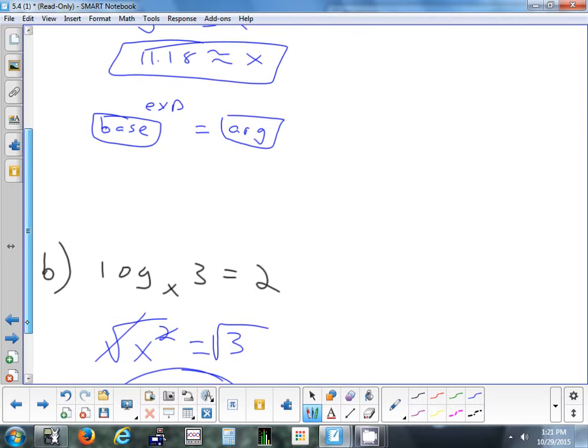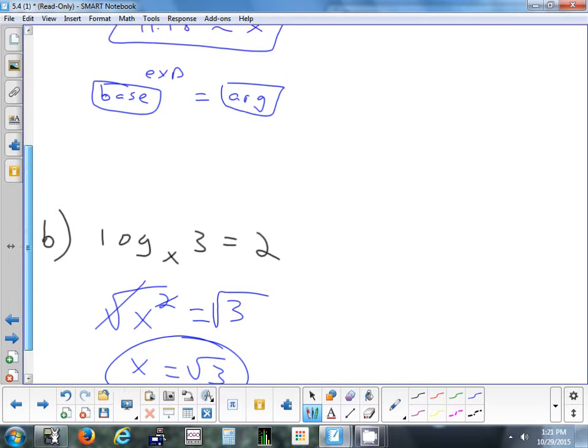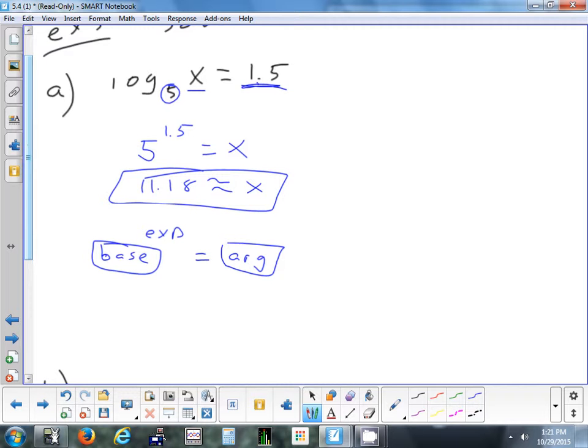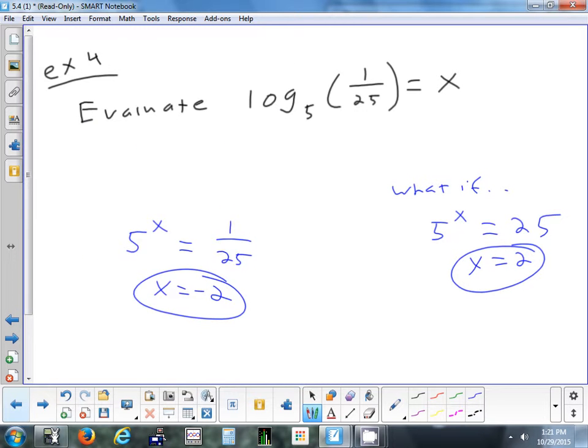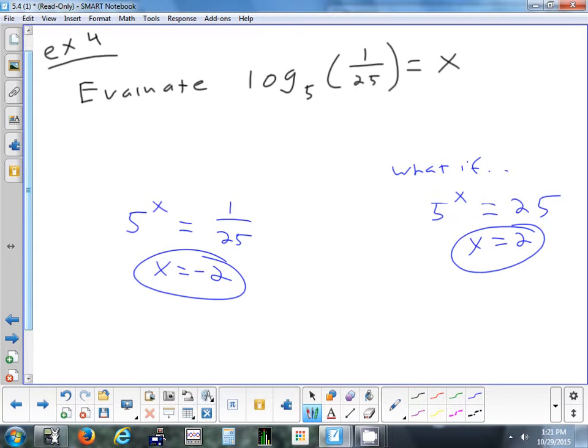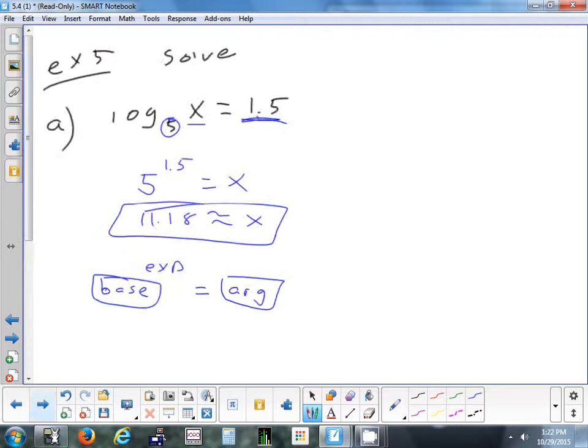So you can solve for the variable in all 3 spots, whether it's in the base, whether it's the argument, or whether it's an exponent. Or whether it's by itself on the other side. You can put the variable in any of those 3 spots.